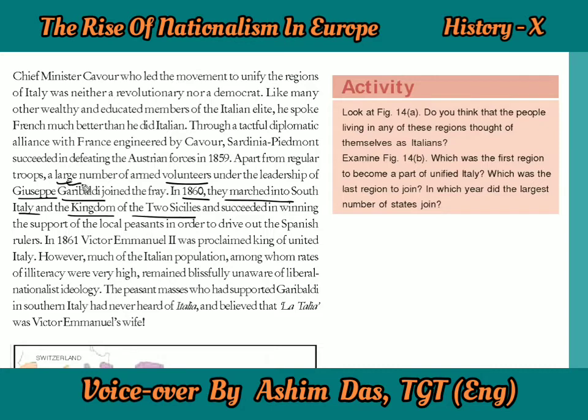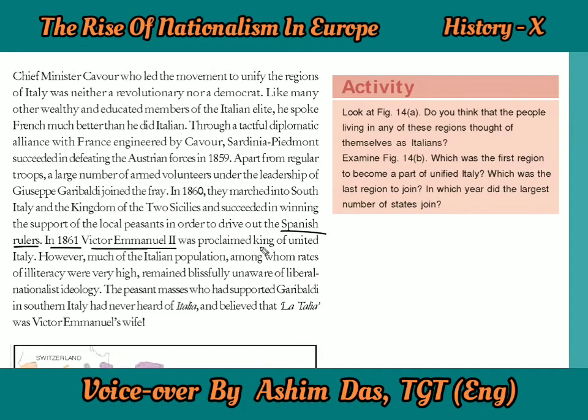Here you can see in the map, on the left side, you will come to know about it later on. So they attacked the kingdom of the Two Sicilies and succeeded in winning the support of the local peasants to drive out the Spanish rulers from there. In 1861, King Victor Emmanuel II was proclaimed King of United Italy. However, much of the Italian population, among whom rates of illiteracy were very high, had some other things in their mind. So what happened at the time, let's see.